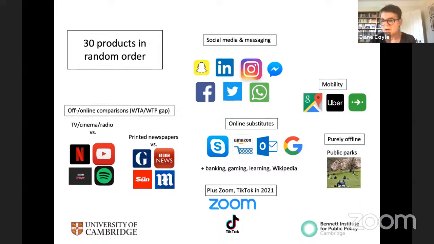And then I, for one, had never heard of Zoom a little while ago, though we didn't include it in the 2020 survey. So we added Zoom and TikTok in 2021. So there was a new goods problem in trying this kind of approach.